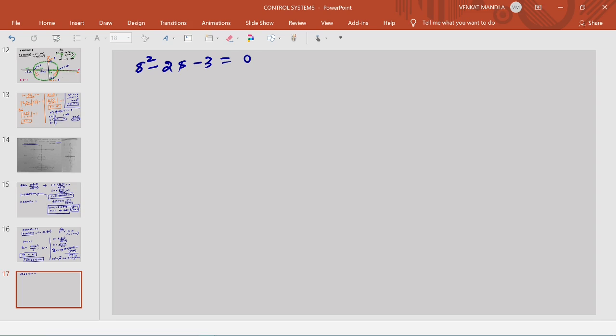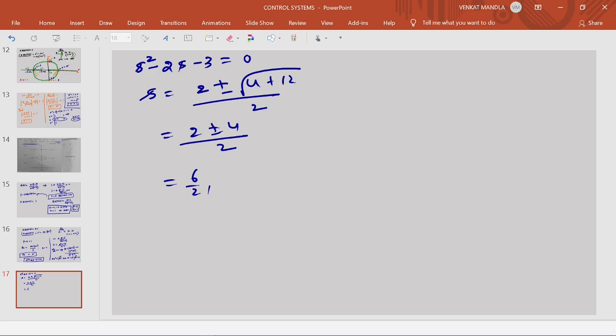What are the roots here? Roots equal to minus b plus or minus square root of b square minus 4ac by 2a. That is 2 plus or minus 4 by 2, that is 6 by 2 and minus 2 by 2. These are the two roots, these are two breakaway points, 3 and minus 1. Right? So these are breakaway points. Whether these are valid or not, we will find out.